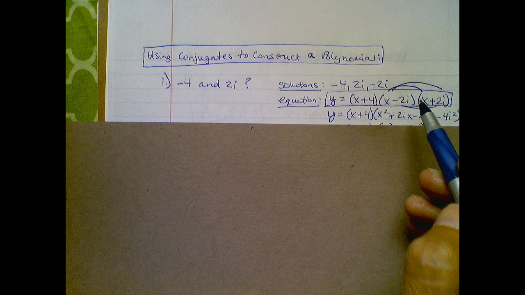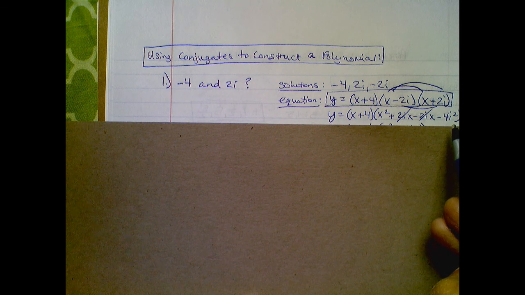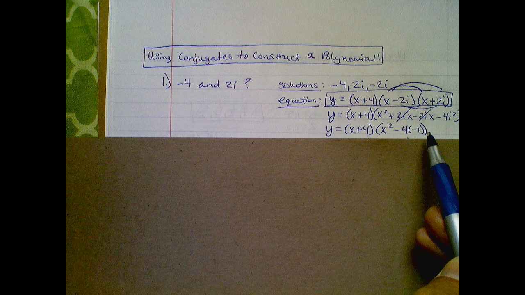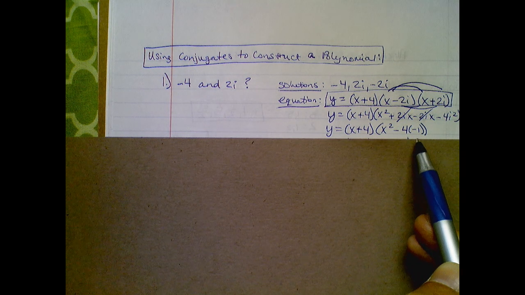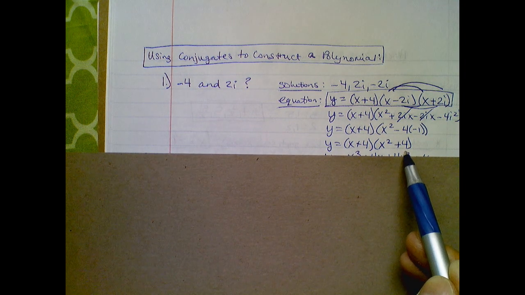Now from here, the two middle terms just cancel out. And then i squared, anytime we have an i squared, that just equals -1. So we can substitute in here -1. So -4 times -1 would just be +4 there. So we have x squared, -4 times -1. Again, it's just +4. Now we can FOIL these two terms out.